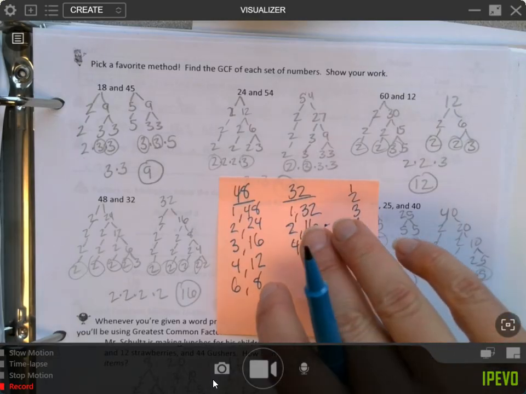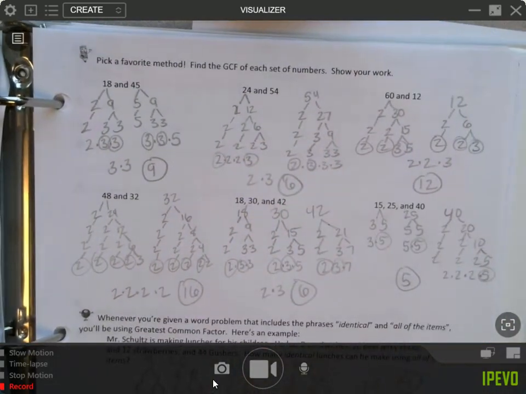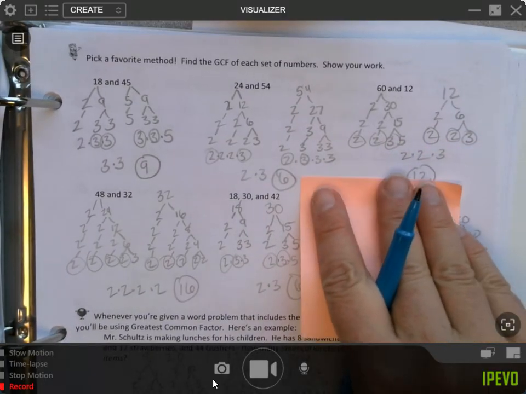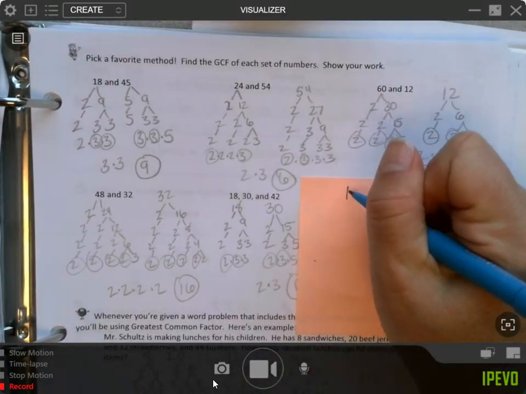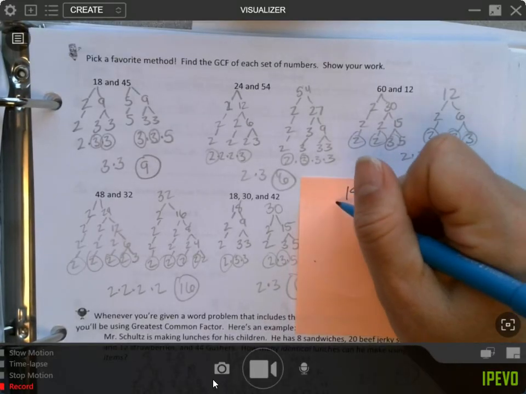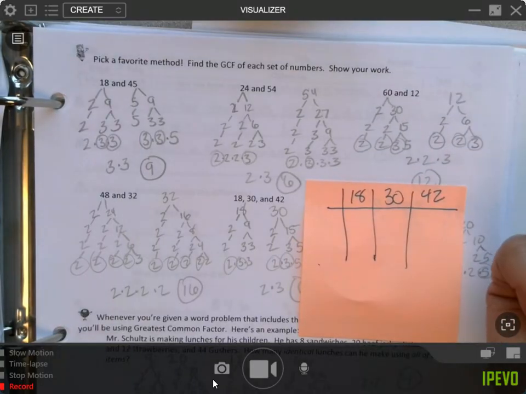Any other one that anybody wants me to go through so you can see where your mistake happened? It's how we learn, learning from our mistakes. Who's going to be brave? James? The table on 18, 30, 42. All right, if we do the table method for 18, 30, and 42. What is the first number that you pulled out, James?